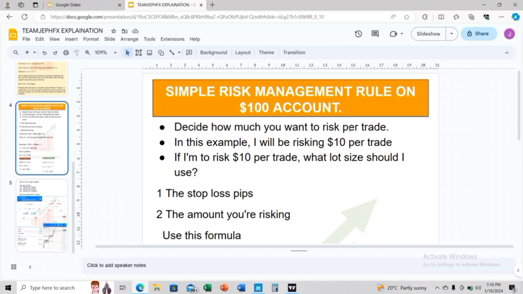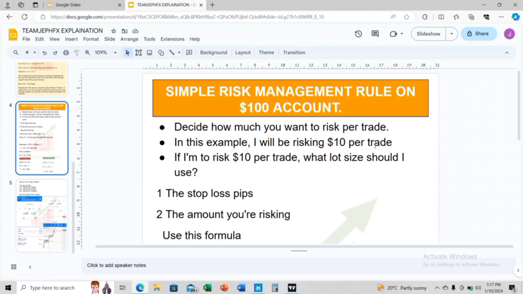Now, for me, I like dividing my account into 10. You can see the second point here says, in this example, I'll be risking $10 per trade. $10 per trade simply means that if I take a trade on one signal, and that signal goes against me, I'm going to be losing $10. And since I have $100, that means I will need to lose 10 times in a row before my $100 account is gone. So in order for me to blow my $100 account with this risk management, I need to lose 10 times in a row. So that's what I'm preparing my account for.